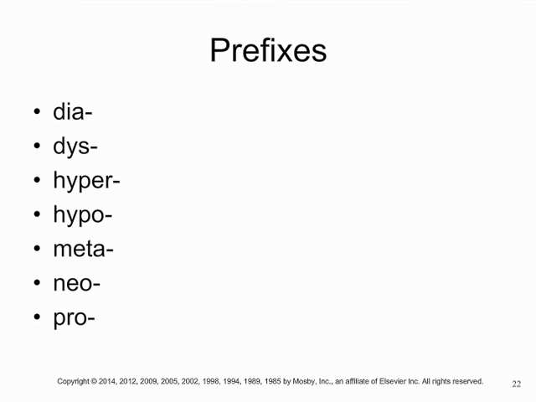Meta means after or beyond. Most of the time we're going to find that it means beyond. For example, metastasis is where a cancer has spread beyond its initial point. We're going to see that later on. Neo is new. So neonatal is a word, newborn. Anything that is a new growth, for example, is using neo.